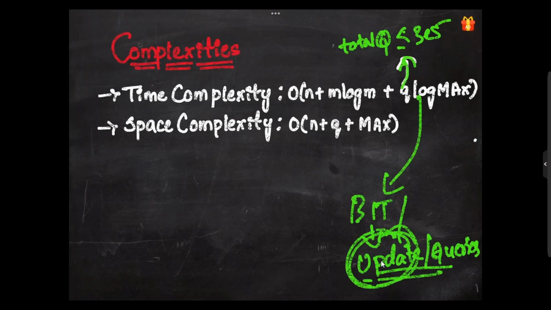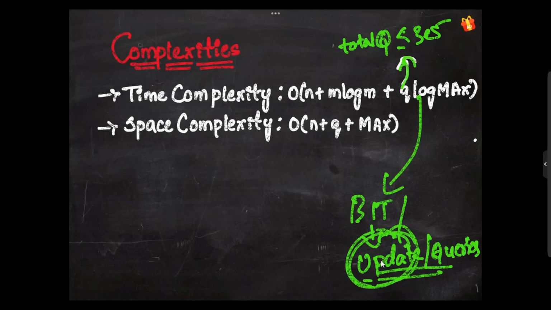So the overall time complexity would be big O of n log n plus m log m plus q log max. I hope this is completely clear. q is the total number of gap queries, which is less than or equal to 3 times 10 to the power of 5, just for the sorting purpose. Also, we are going with the BIT updates and queries.